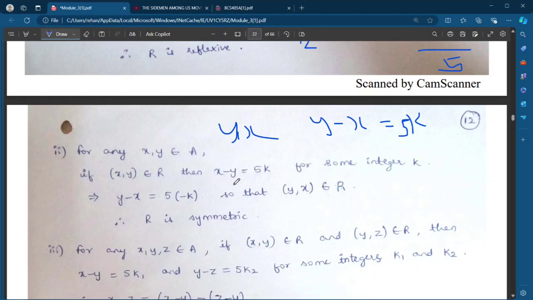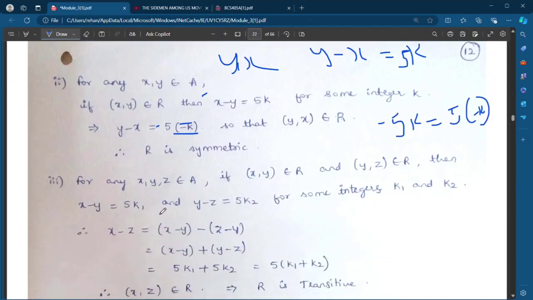Okay, so let me take y minus x is equal to minus 5k. So I'm just multiplying by minus for this. Okay, my y minus x is equal to 5 into minus k. Now what is this? See, this is minus k. Now what I did, I just multiplied with minus here. I got y minus x is equal to 5 into some integer, that is minus k. Now since this minus k is a multiple of 5, then y comma x belongs to R. Simple thing. What they have done? See, 5 should not be minus. I just grouped this minus with k. So minus 5k was there, which is also equal to 5 into minus k.